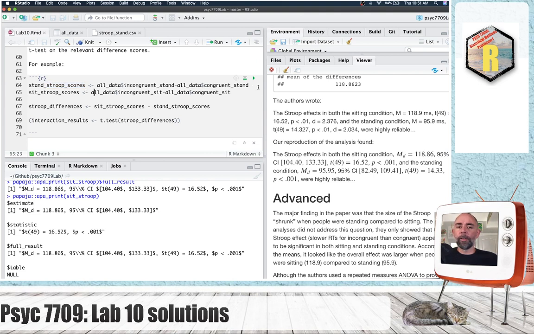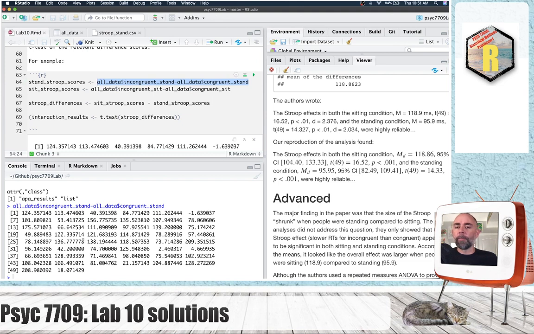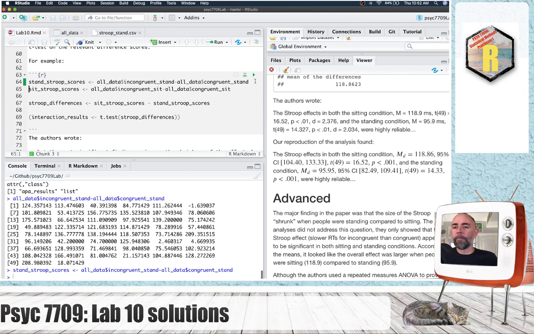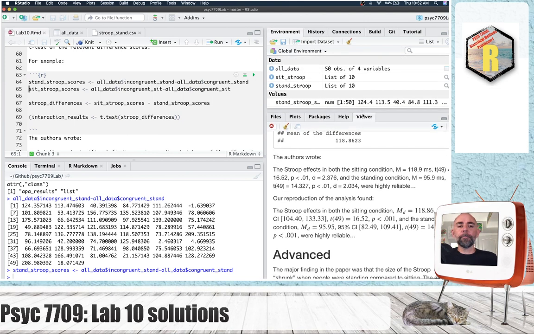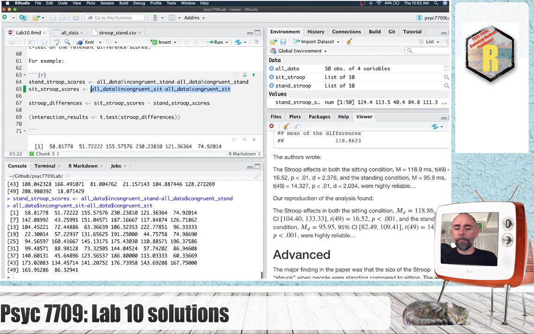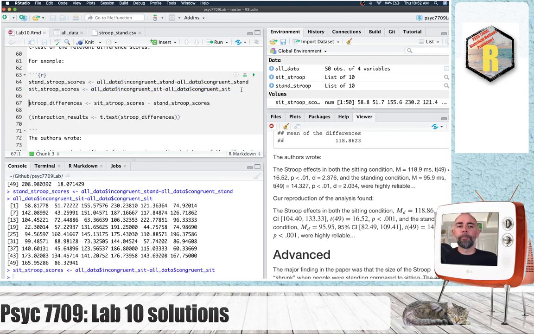in the standing condition. So I've done that here by finding the difference between incongruent and congruent for each subject in the standing condition. Those are all the differences. I've saved them in this variable, stand Stroop scores. I do the same thing for the sitting scores. And here we have the Stroop effects for every subject when they were sitting down. Save them in this variable.